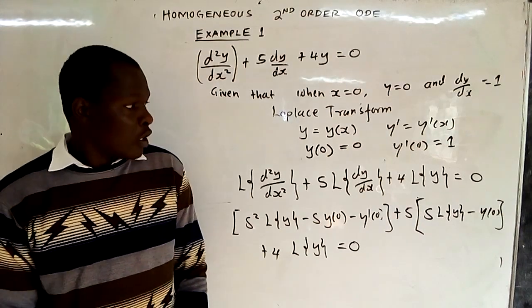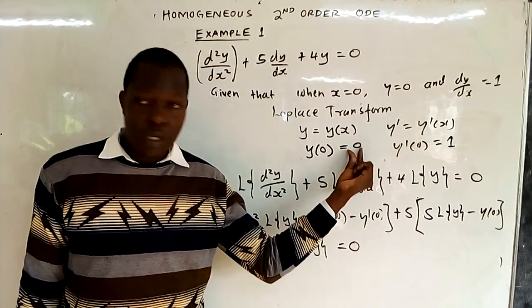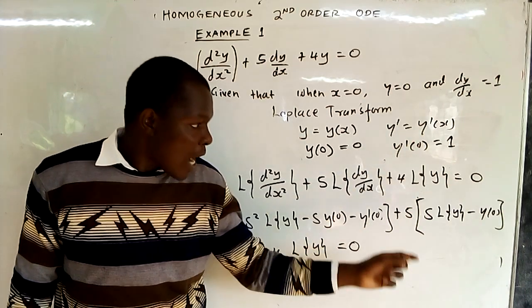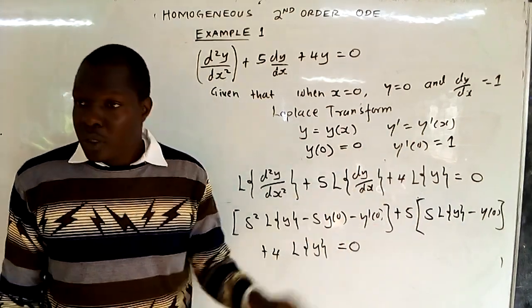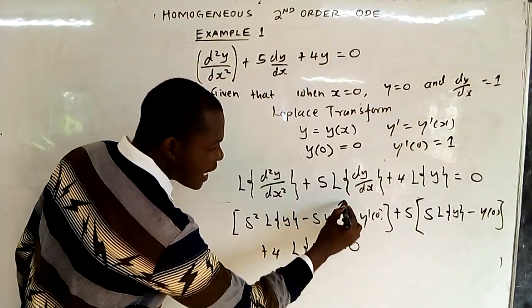Start the substitution. You can see y of 0 is 0. Meaning where there is y of 0, you put 0. Y prime of 0 is 1. Where you have y prime of 0, you put 1. So it means this one automatically goes to 0.